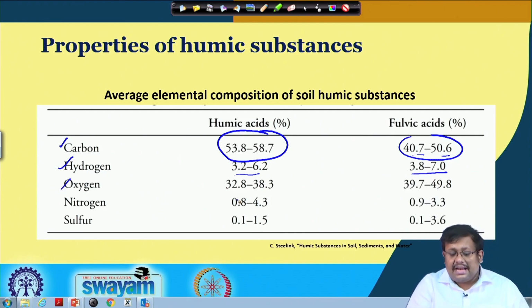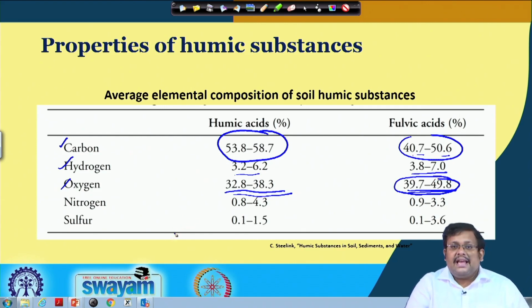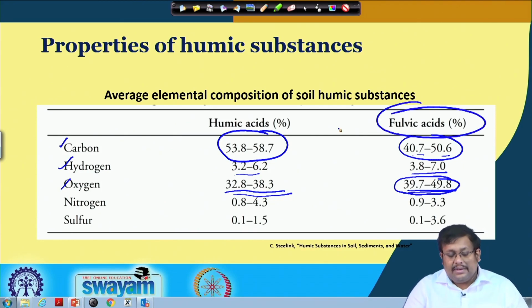Oxygen, on the other hand, in the humic compound is only 32.8 to 38.3, and in fulvic acid it varies from 39.7 to 49.8. So, fulvic acid contains more oxygen because it contains more oxygen bearing groups than humic acid, and as a result of containing more oxygen bearing groups, fulvic acid is more acidic in nature than humic acid.